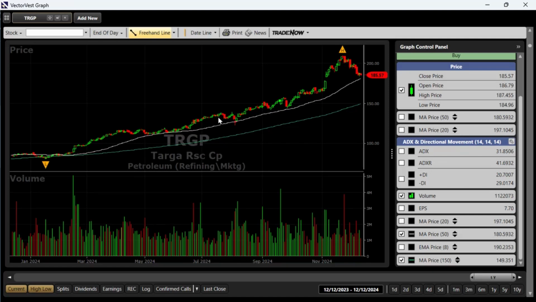Here now, we're in a nice long-term uptrend. The intermediate-term trend is strengthening as well. Price has steadily pulled back. Yes, it did cross below the 20-day, but it's sitting right at or right above the 50-day moving average. This is a fantastic setup.